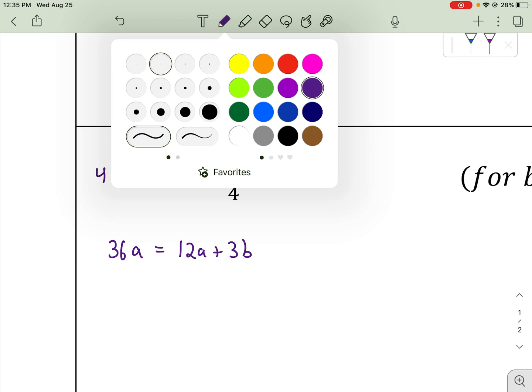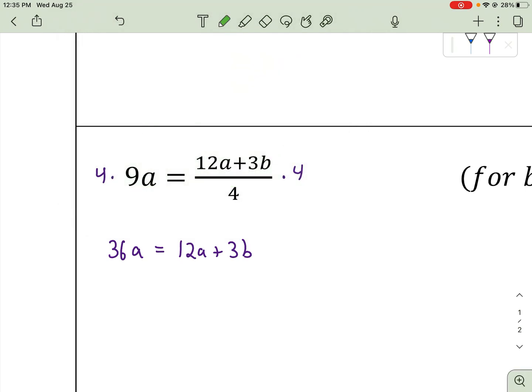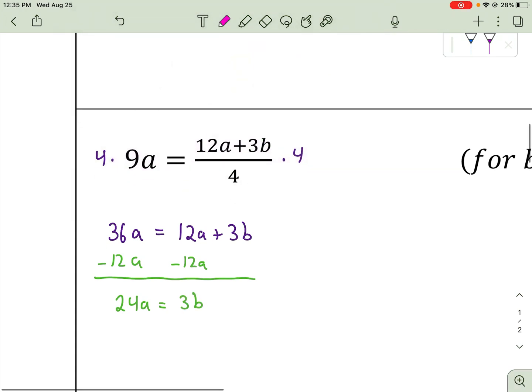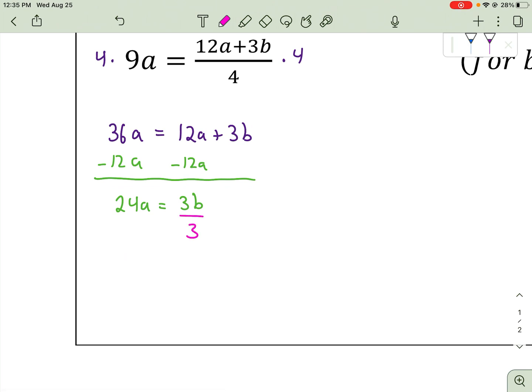And then since we're solving for b, subtract 12a from both sides so we can work on getting the b by itself. And that gives us 24a equals 3b. And finally, we divide both sides by 3 to get these 3's to cancel. We can actually divide 24 by 3, which is 8. So we get 8a equals b.